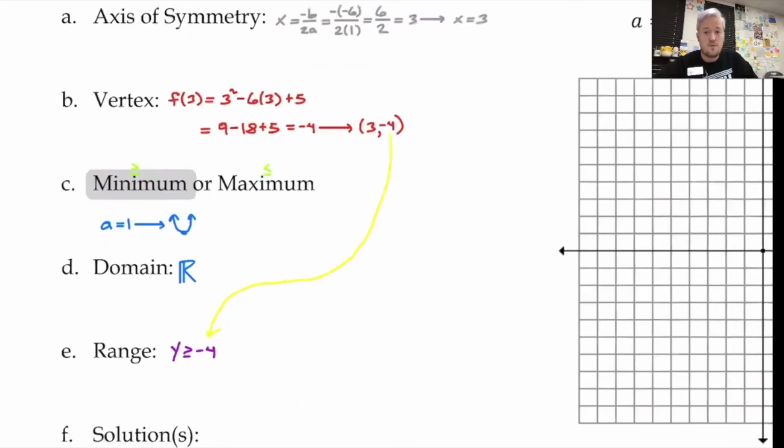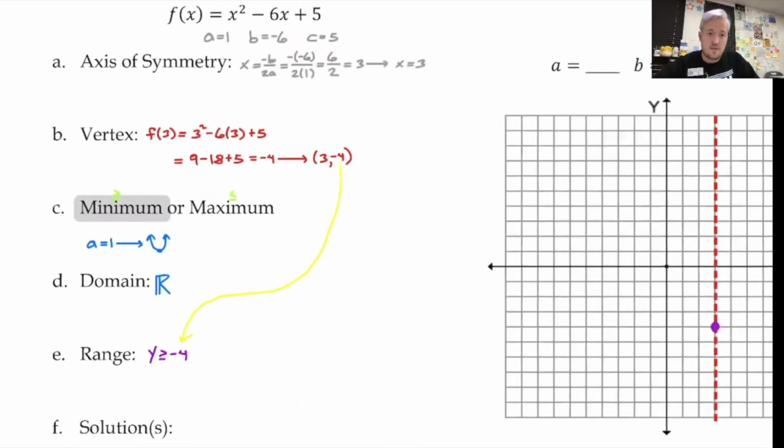Keep in mind, when you find the AOS and the vertex, you've actually found a majority of the other attributes. You just kind of have to plug it in.